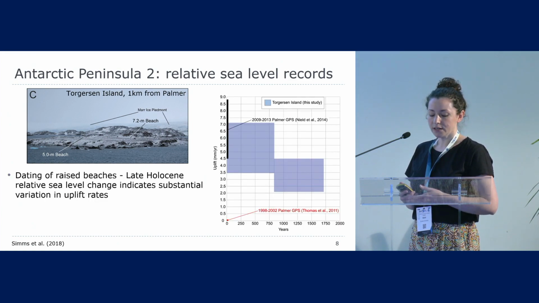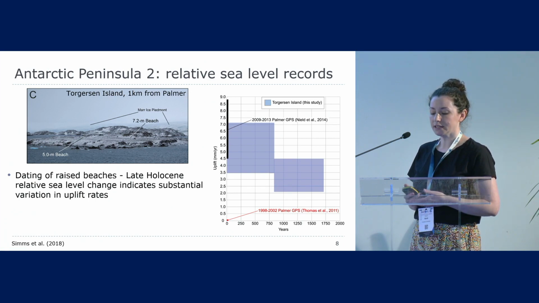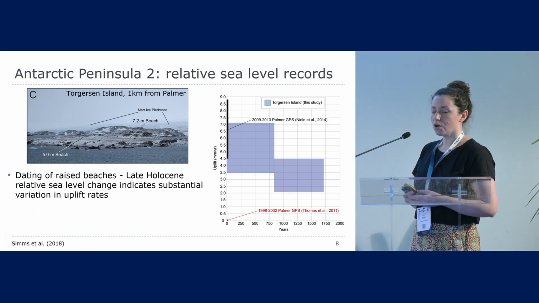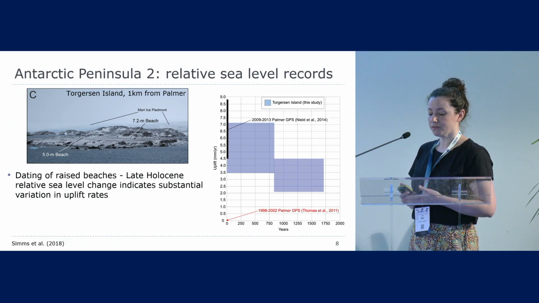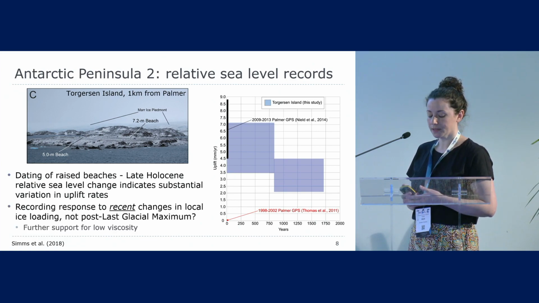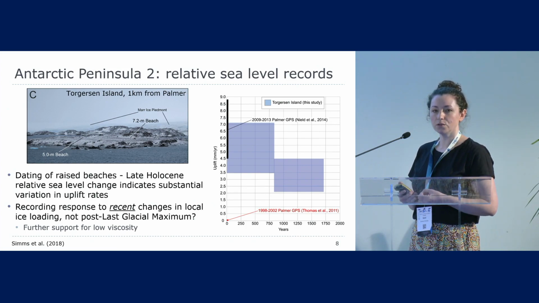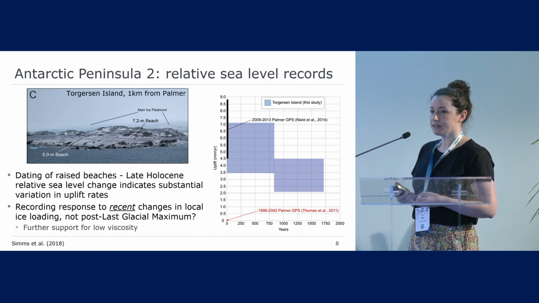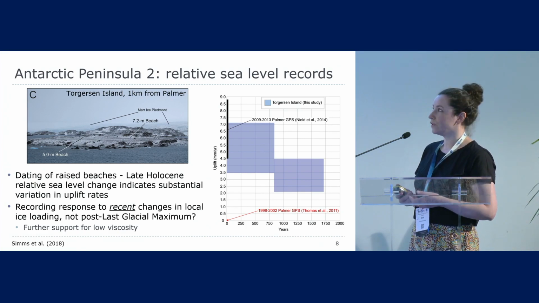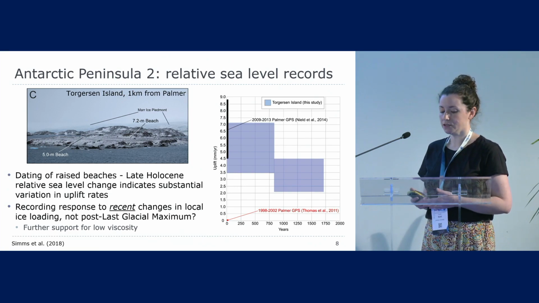These late Holocene relative sea level records indicated substantial variation in solid Earth uplift rates over about the last 1,000 to 1,500 years. And this suggests that the Earth is responding to recent local changes in ice loading rather than deglaciation from the LGM. If it was deglaciation from the LGM, we would expect the uplift rate to stay constant through time. And this is further support for low viscosity in this region.